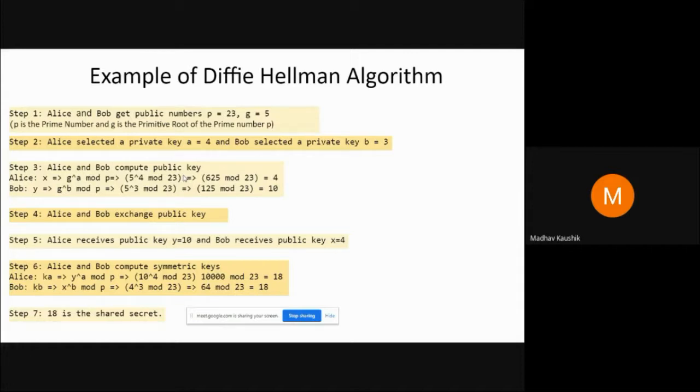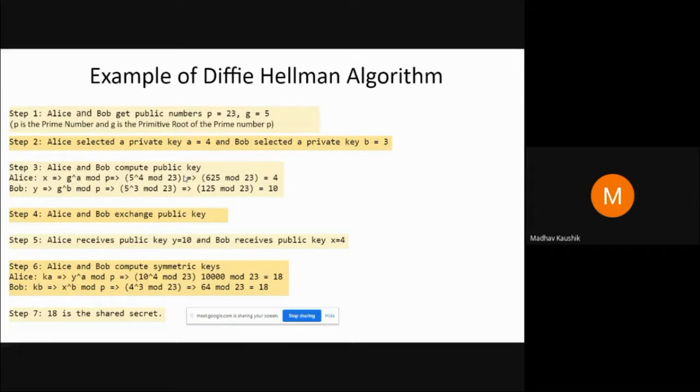So y will be computed as g to the power of b mod p, where g is the primitive root, b is the private key of Bob, and p is the prime number. So that will give us 10. So x is equal to 4 and y is equal to 10. Now Alice and Bob will exchange these public keys. So Alice will receive Bob's public key, that is 10, and Bob will receive Alice's public key, that is 4.